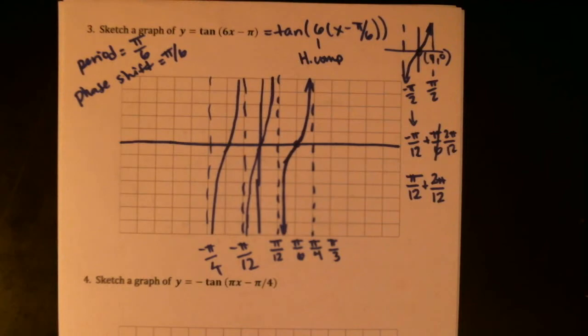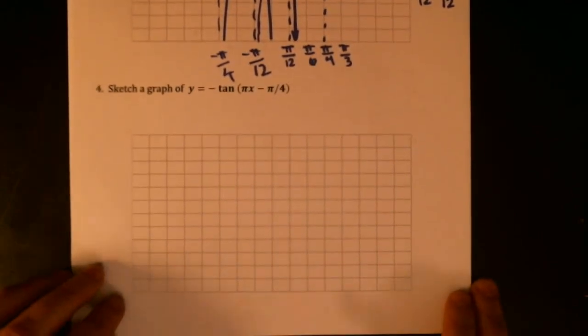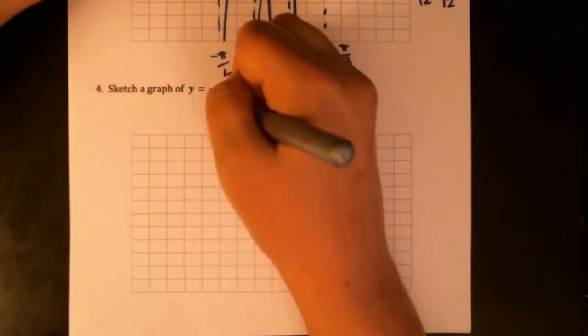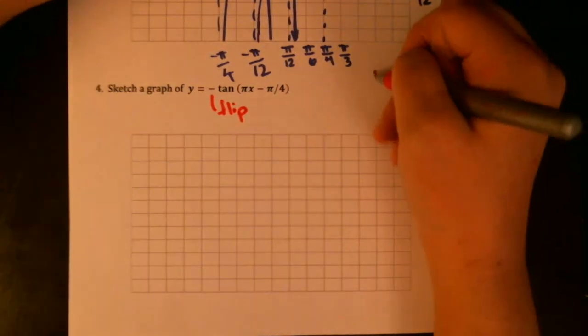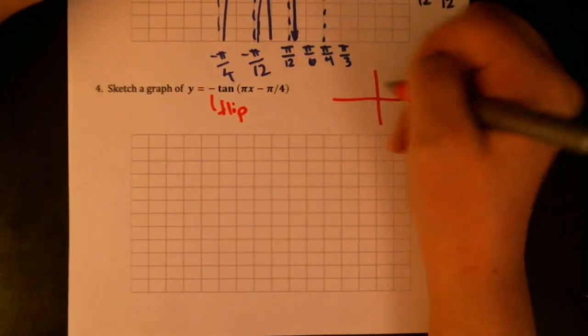All right, and then the last one here is the messiest. So let's check it out. We have a flip. So I'm going to picture my one branch of tangent.